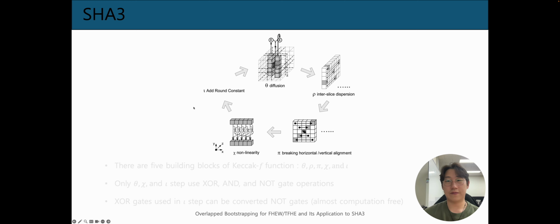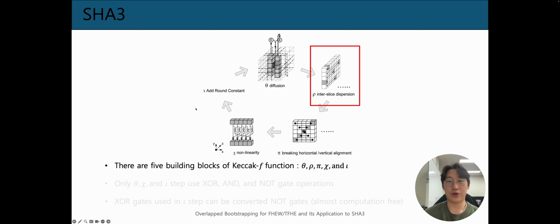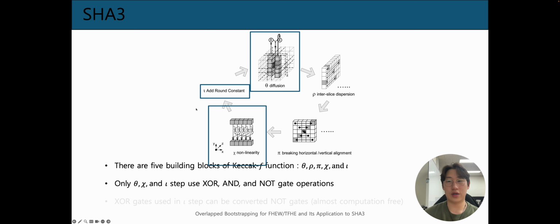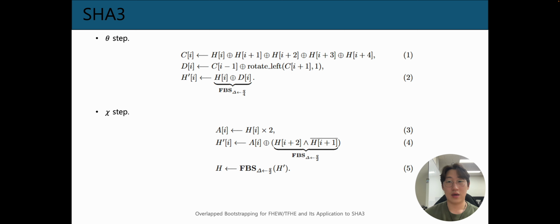F consists of 5 building blocks: theta, rho, pi, chi, and iota. Among these, only theta, chi, and iota involve gate operations. Moreover, the XOR gate operation used in the iota step can be converted to NOT gate operations, which are almost computation-free in FHEW-like systems. The theta and chi steps in SHA3 can be represented using these equations, and by applying our method, every XOR gate operation can be converted to a simple addition.